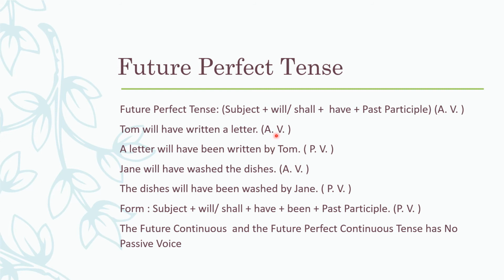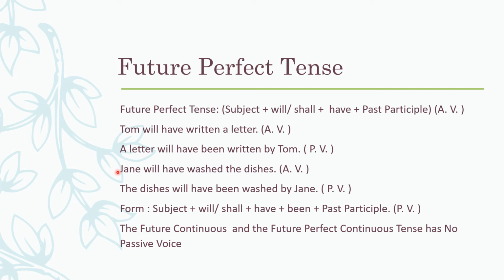So the object in the active voice becomes the subject in the passive voice, and the subject in the active voice becomes the object in the passive voice, preceded by "by." Then you will use "will," "have," "been," and the past participle, that is written. Look at the form of the passive voice: subject, will or shall, have, been, and the past participle. So the sentence in the passive voice will be: A letter will have been written by Tom.